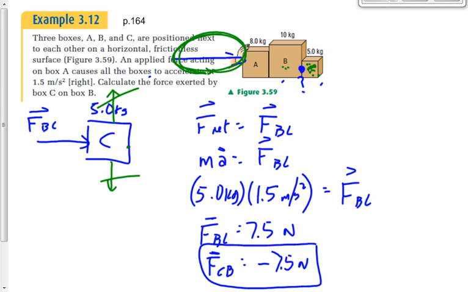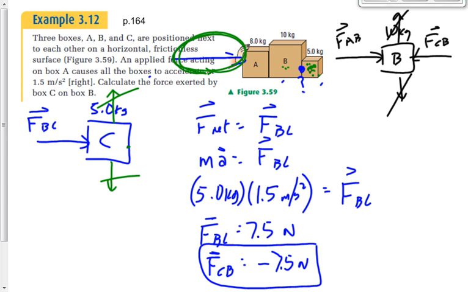Some of you, when you were looking at that, might have said, kind of in the back of your mind, well, why couldn't we have analyzed object B? We could have. Here's the problem with that, though. Object B has a force of A acting on it. Object B has a force of C acting on it. Also has gravity and the normal force, but they cancel. If we analyzed object B, we have two forces that we don't know the value of. That's two unknowns in the same equation, which doesn't work for us. So I picked the easier object, object C, where there was only one force acting on it. Does that make sense?